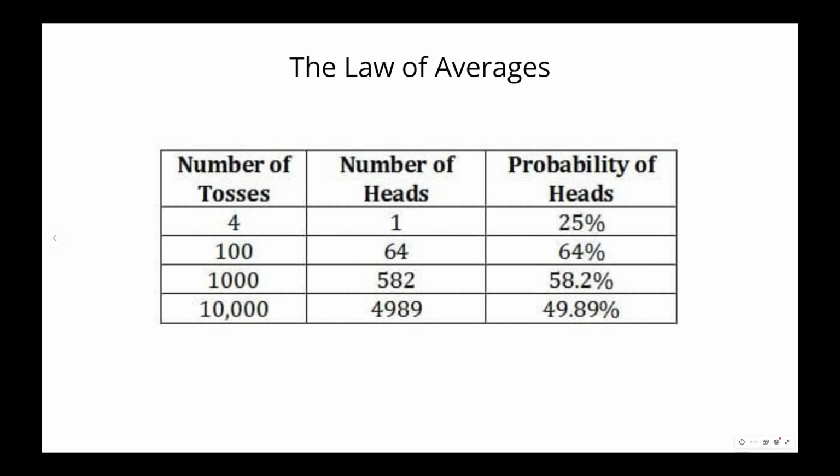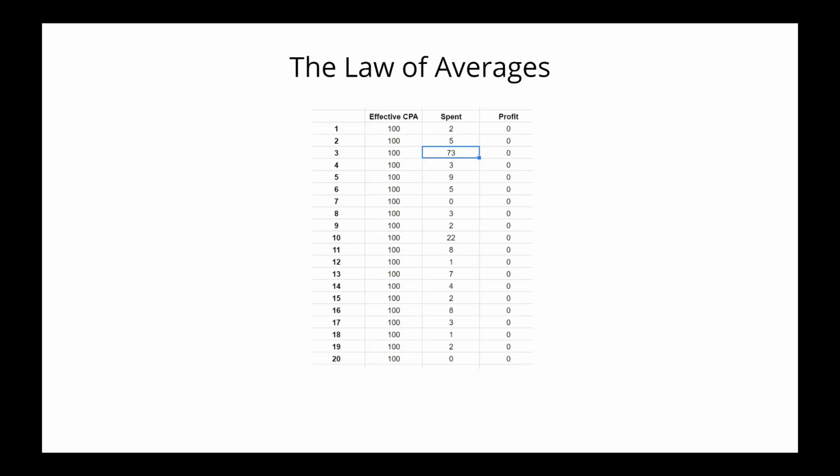Let me put it in another way, an affiliate marketing way. So right here, we've got 20 different placements, 20 different apps, 20 different widgets, whatever you want to call it. And in this example, we've got an effective CPA of $100 per widget. So whenever you hit a spend of 100 on a widget, without any profit, you would turn that widget off. That's the rule that we're setting for this campaign.